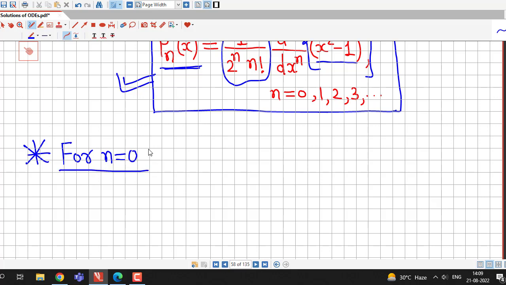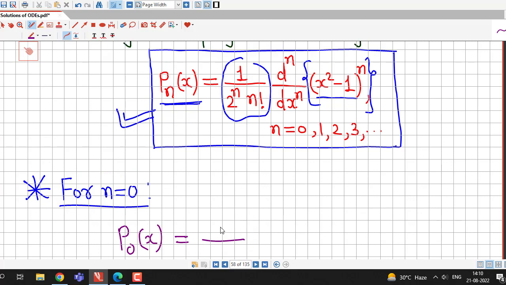So we try to write down some Legendre polynomials for particular values of n using this formula. Suppose I want to write for n equal to 0, then I have P0(x) equal to 1 over 2^0 0!, and I take n equal to 0 everywhere in this expression. So the 0th derivative of (x^2 - 1)^0, and (x^2 - 1)^0 is 1, and the 0th derivative means we are not going to differentiate this quantity.